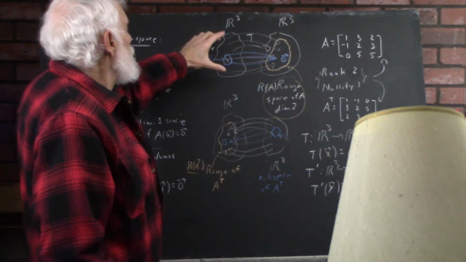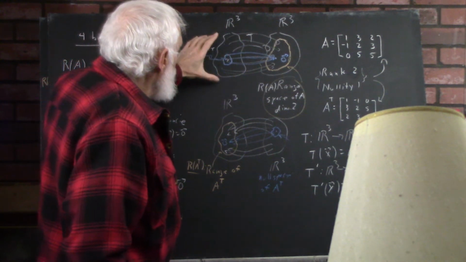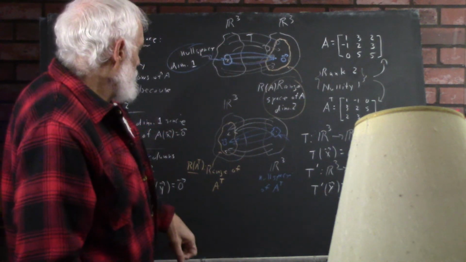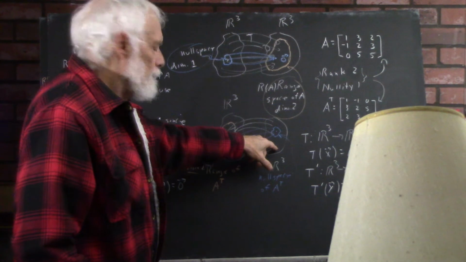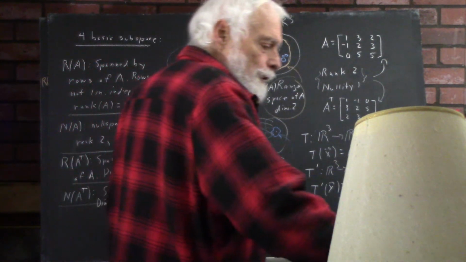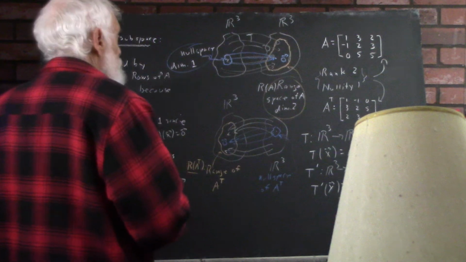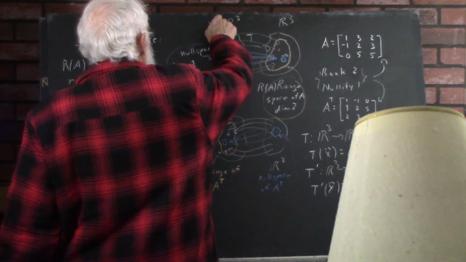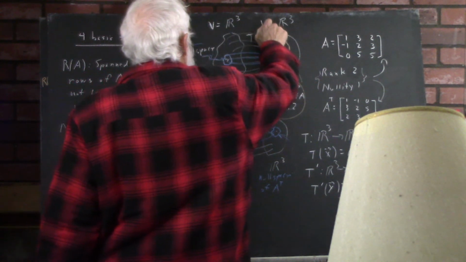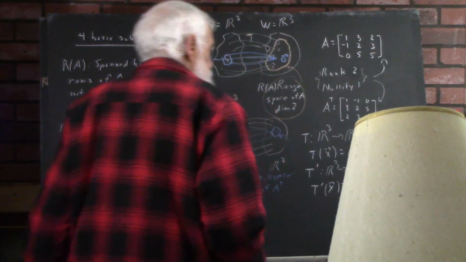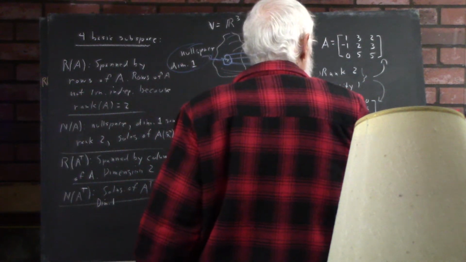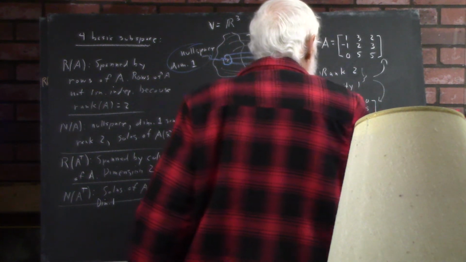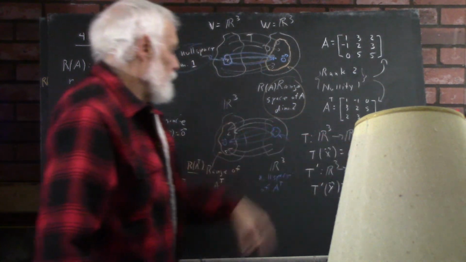So T maps R3 to R3 in this direction, and T prime maps R3 back to R3 in the opposite direction. We might say that this is our space V, and this is our space W. So T is a transformation from V to W, where V is one R3, W is another R3.